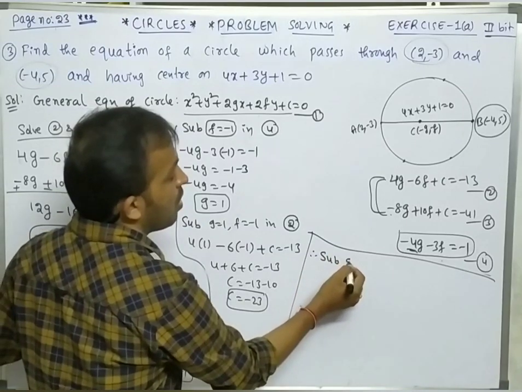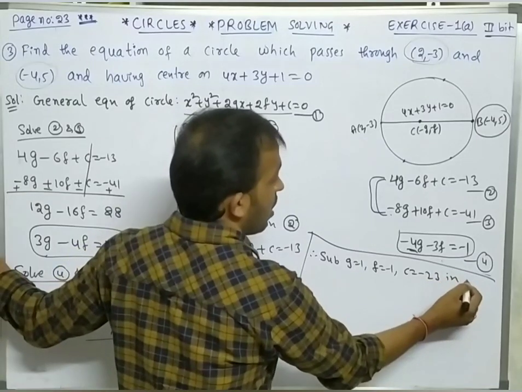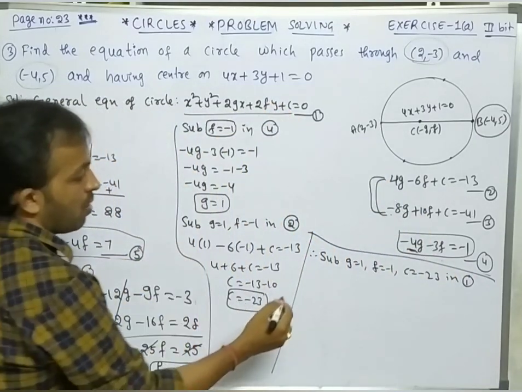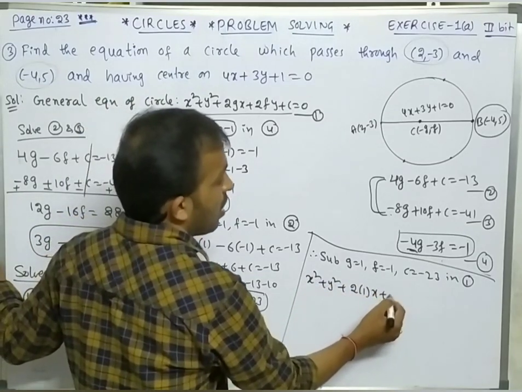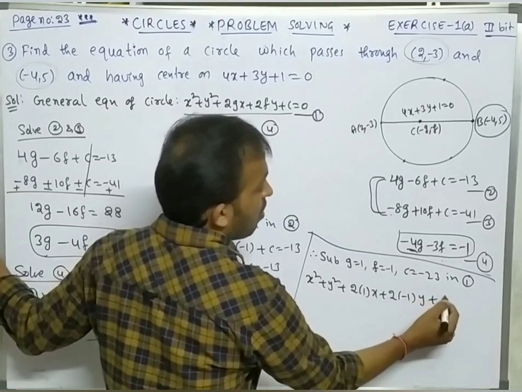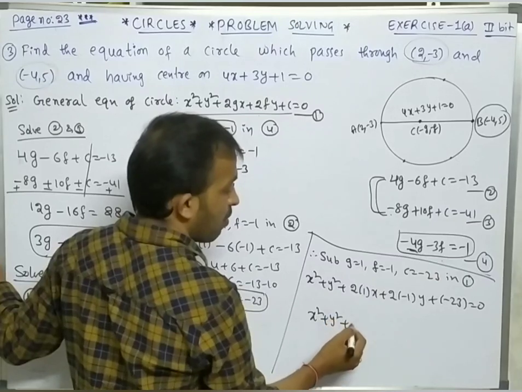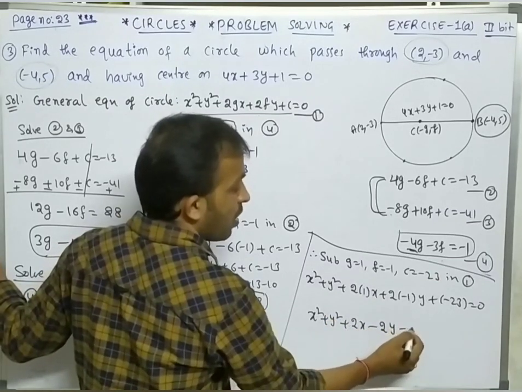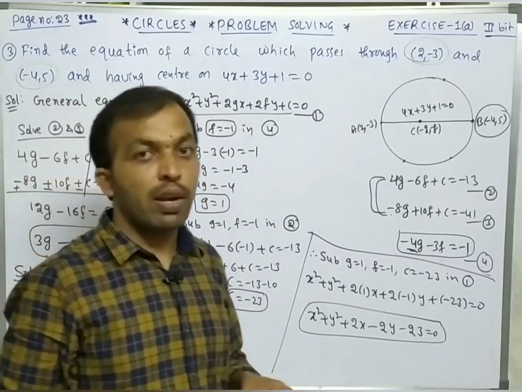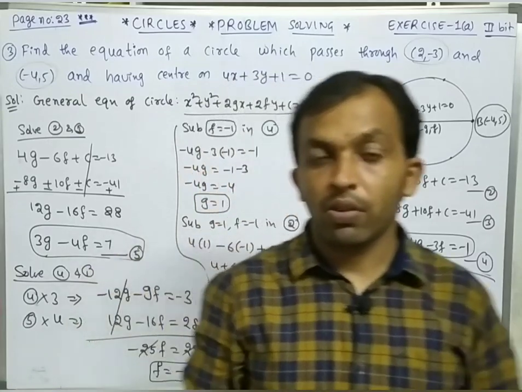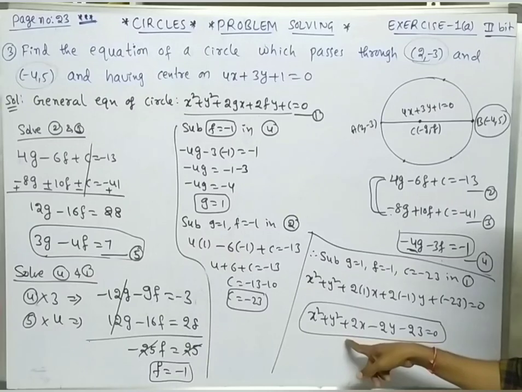So substitute g is 1, f is minus 1, c is minus 23 in the general equation, the first equation. So x square plus y square plus 2gx plus 2fy plus c is equal to 0. So finally x square plus y square plus 2x minus 2y minus 23 is equal to 0 is the equation of the required circle.